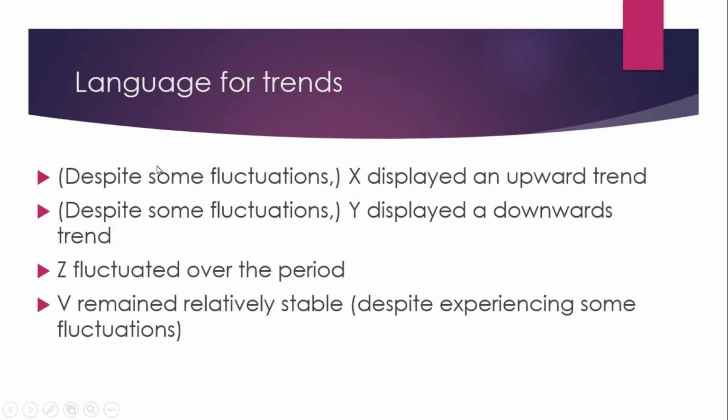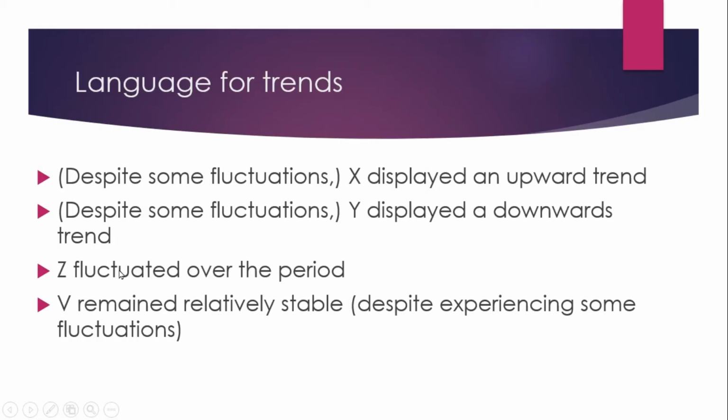So this is a little bit of a language variation you could put in there. Usually you just write X displayed an upward trend. Y displayed a downward trend. It's very simple. Because the overview is only coming once, we really can just learn this language, and it wouldn't be considered repetitive. So you can learn X displayed an upward trend, Y displayed a downward trend. That would be fine. As I said, we're keeping it simple. The most important thing is we keep it simple.